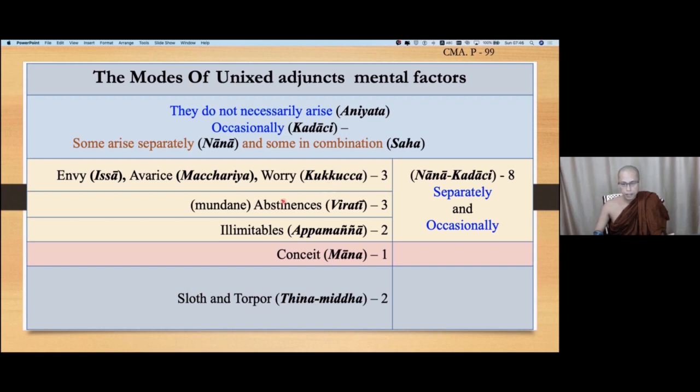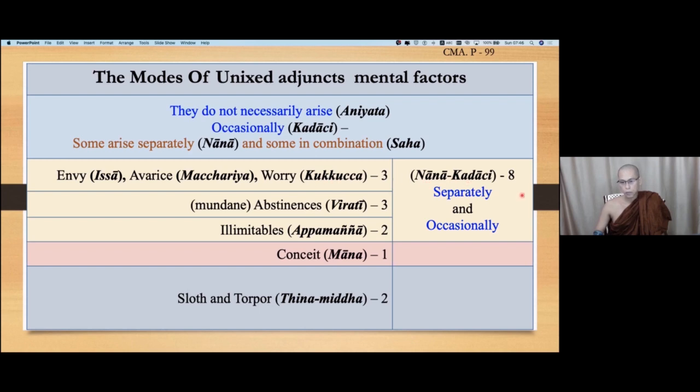Then in the mundane level, mundane virati, 3. But here, in the supramundane level, they cannot arise separately. They cannot arise occasionally. They must arise together and always. That is why here we have to make sure of the mundane level of abstinence, the lokiya virati 3, then 2 illimitables. These 8 mental factors are called nana kadaci.